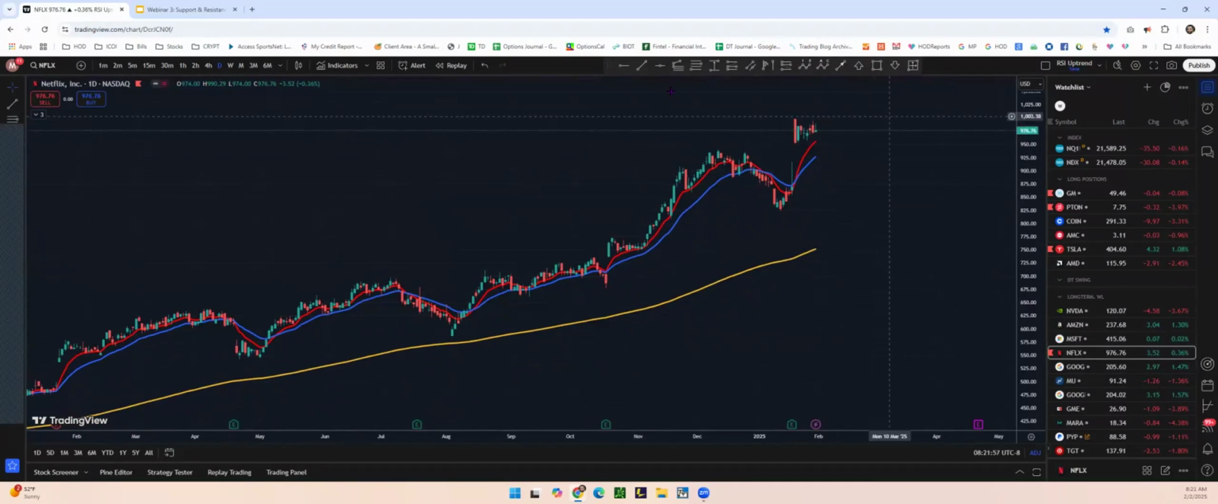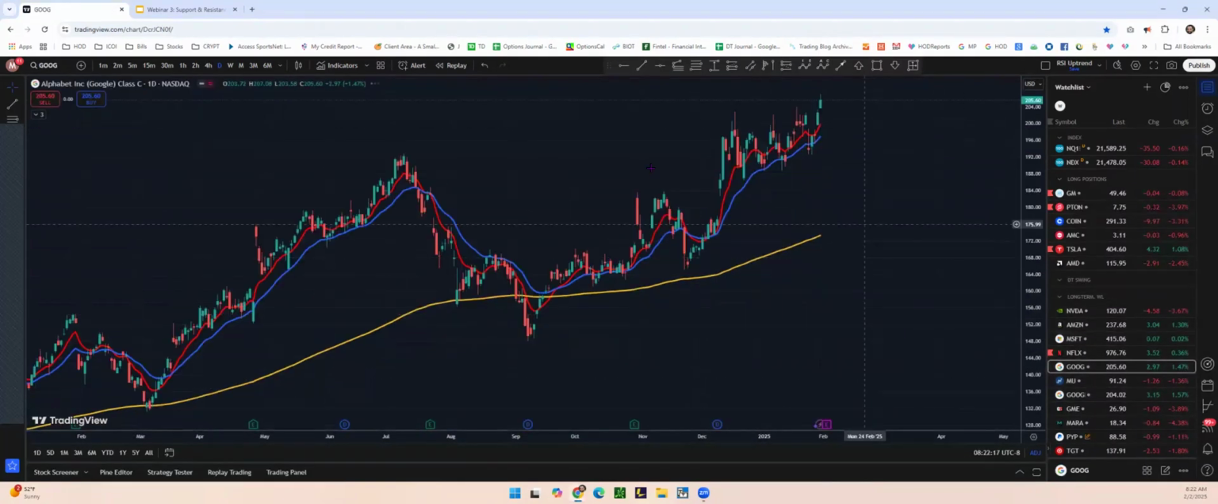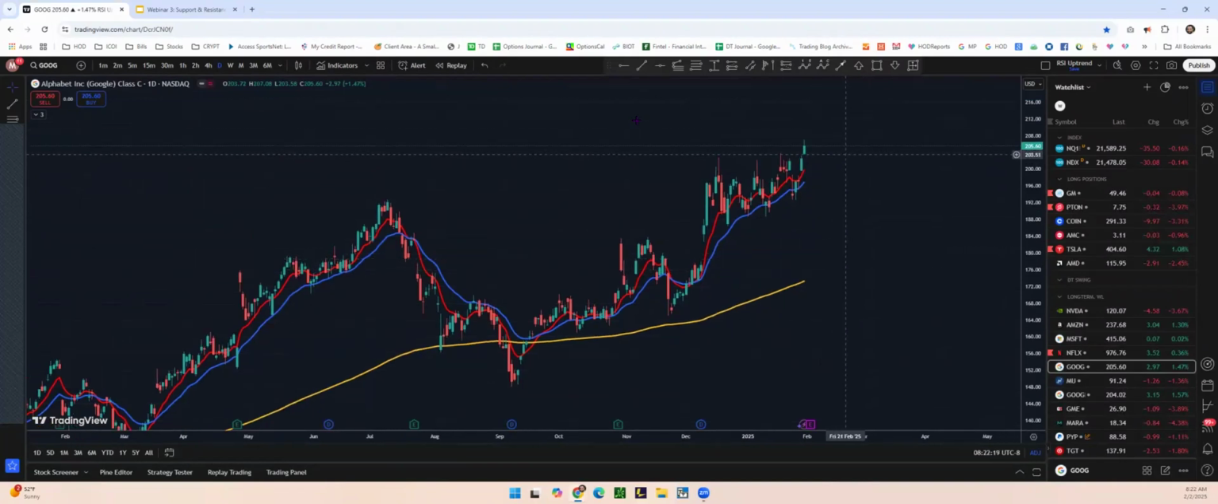Netflix is almost at $1,000 and it's holding this resistance right here. See how the psychological levels hold? It's not going to break it, but if it does break 1,000, it's going to take off. Google's all-time highs. It broke this area. Hopefully it comes back and retests.